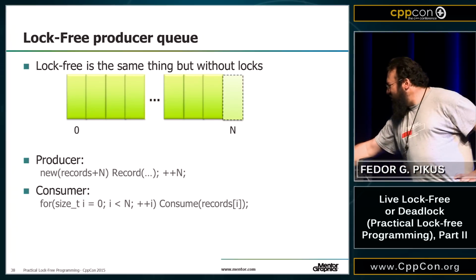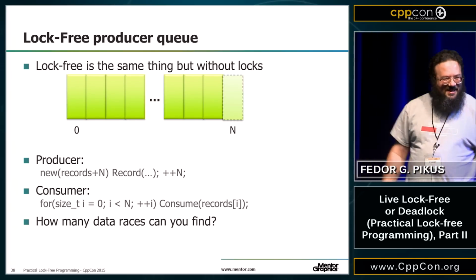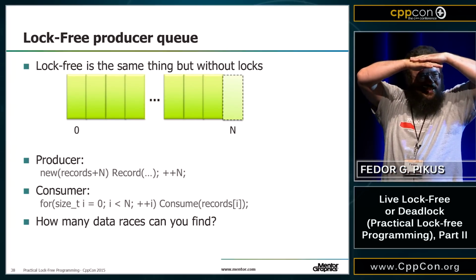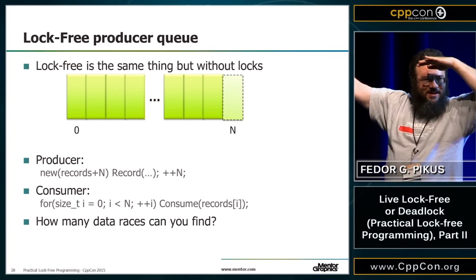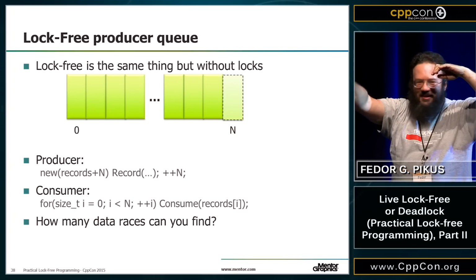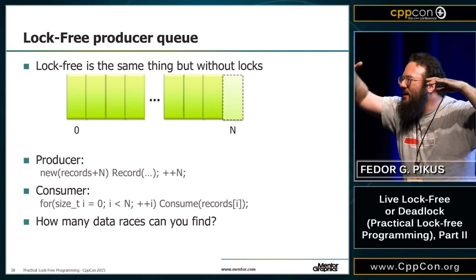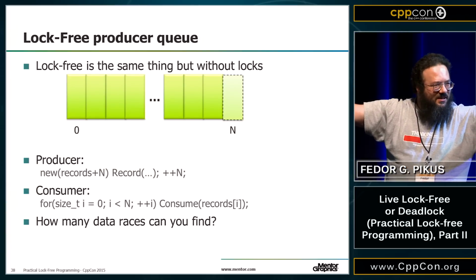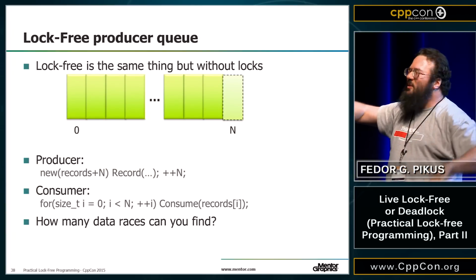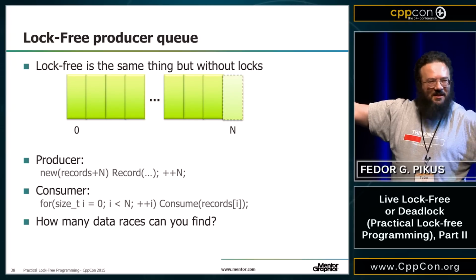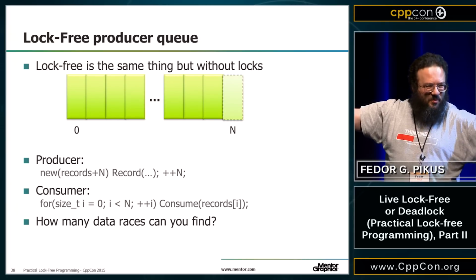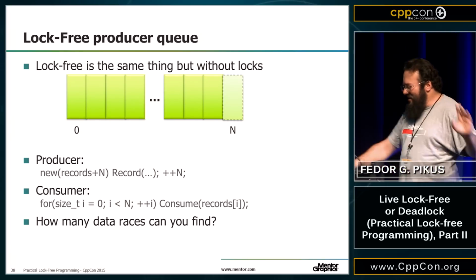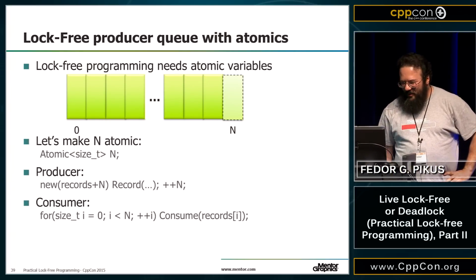How many race conditions are there? Okay, who sees race conditions? Just shout it out. Yep, there is a race condition for increment. There is a race condition for reading and writing N. Yes, anything else? Write to the same record multiple times. Anything else? Consume a record that hasn't been written yet. Okay, there are more, but that's enough to make it not work.